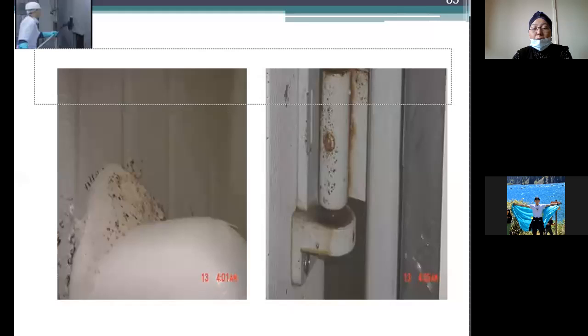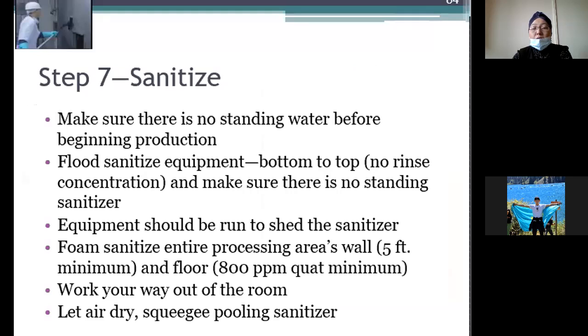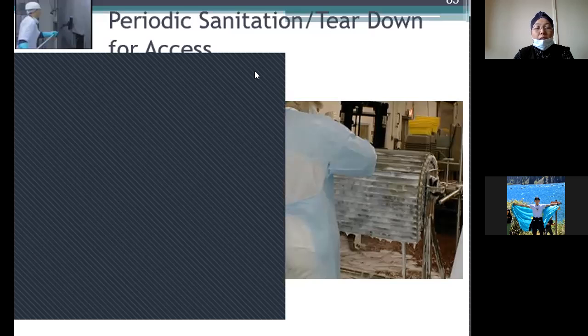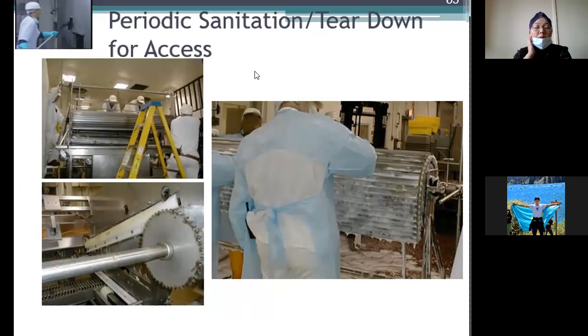And step 7 is about sanitizing. We should make sure there is no standing water before beginning production, and sanitize equipment from bottom to top, with no rinse concentration, and also make sure that there's no standing sanitizer. Periodic sanitizing tear down for access, and we should control it. The pH papers or other indicators can be used to detect them. Equipment should be run to shed the sanitizer, and foam sanitize the entire processing area, and it will fall onto the wall and the floor. So work every day, way out of the room, and let it air dry and fully sanitize.